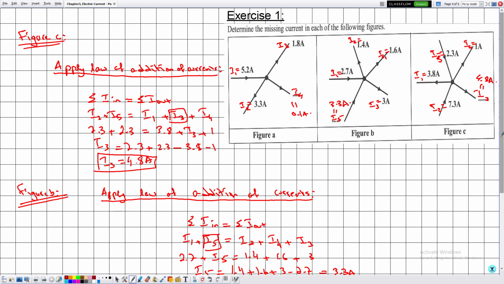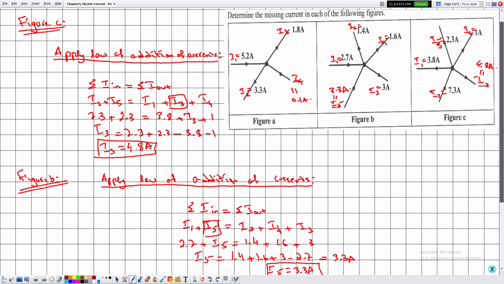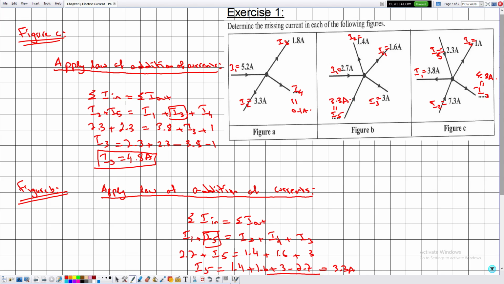So this is it for this exercise and for this video, guys. In the next part we'll complete solving exercises and explanation of this chapter.